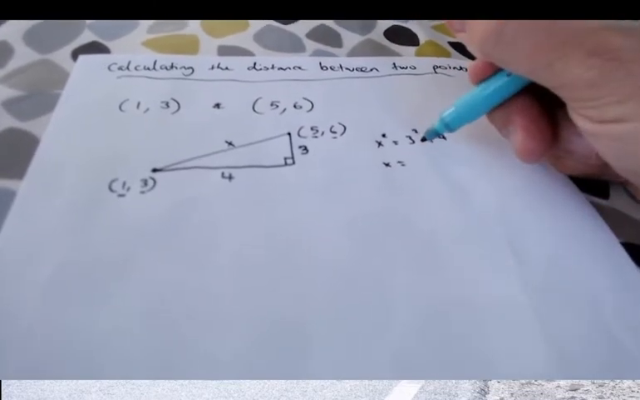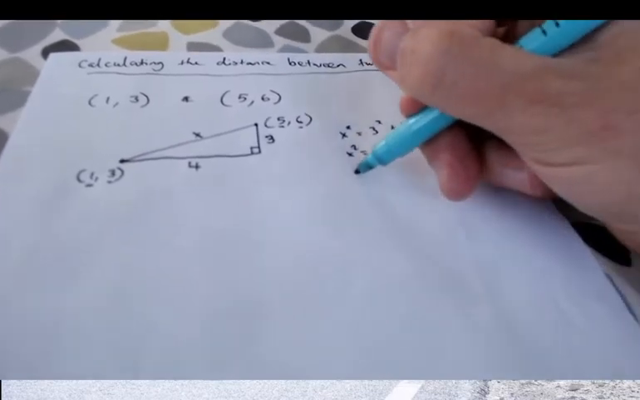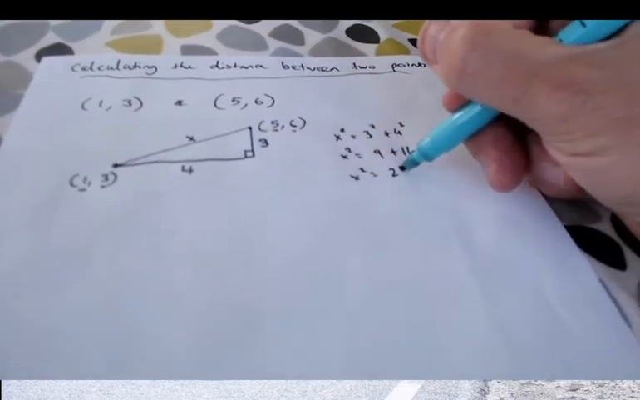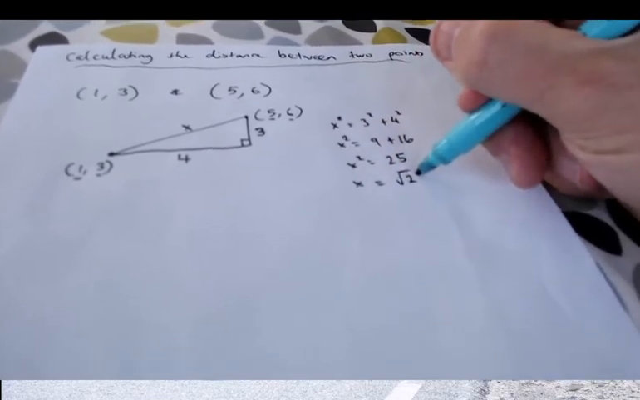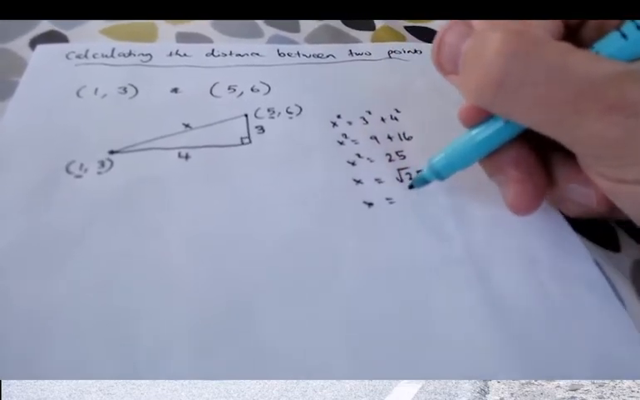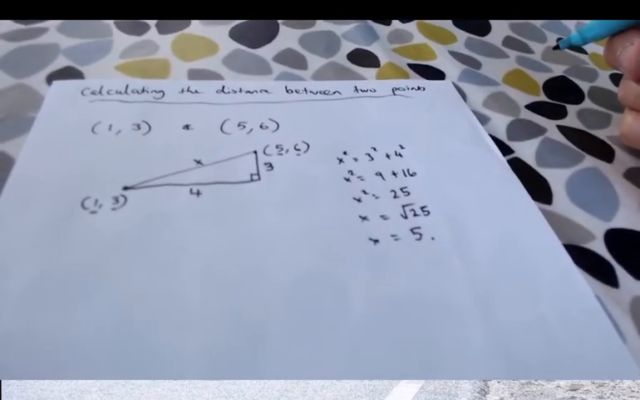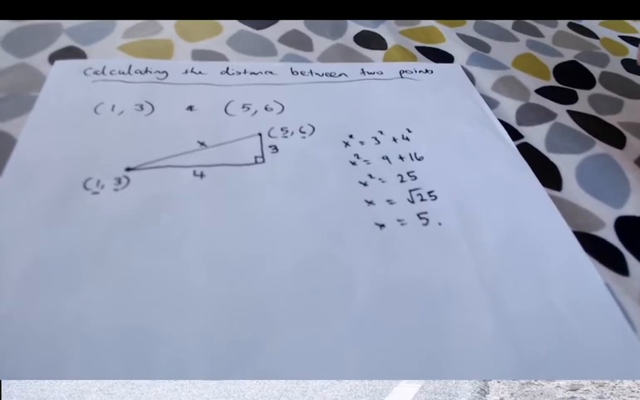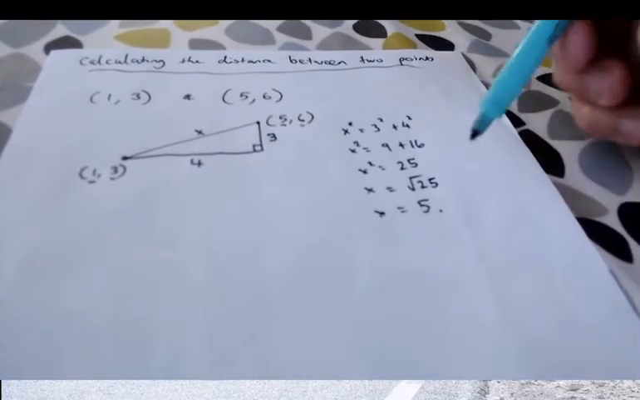3 squared is 9, 4 squared is 16, add them together I get 25, and then I square root that, and the square root of 25, as you know, is 5. 3, 4, 5. A Pythagorean triple. We'll get to that in a minute. Okay, so the distance between those 2 points is 5.